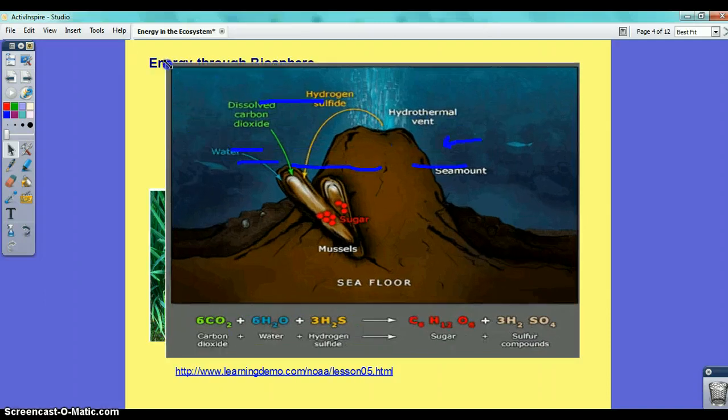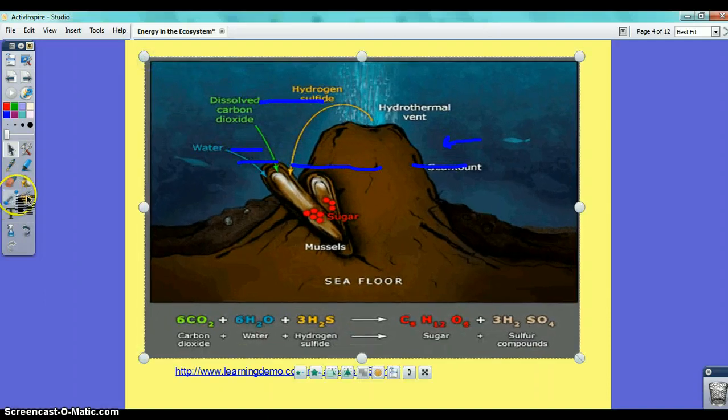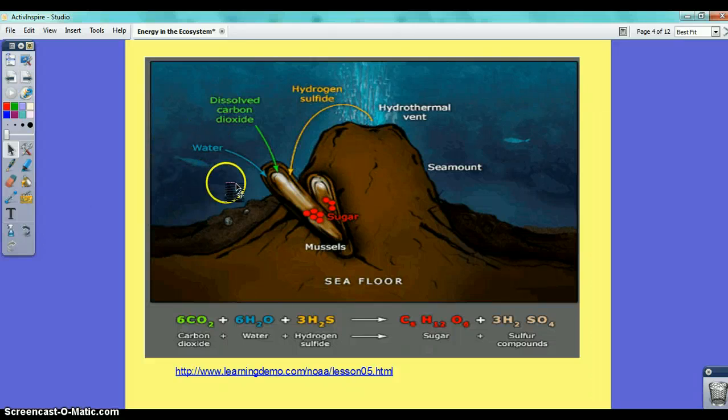Here's a diagram to better understand that process. Bacteria found in deep oceans or in the abyss of the ocean are surrounded by heat from the hydrothermal vents or the volcanic eruptions that occur in the deep ocean. They take carbon dioxide and water and they use hydrogen sulfide and convert it into glucose and a sulfur compound. This is all done with the force of heat energy from the hydrothermal vents.